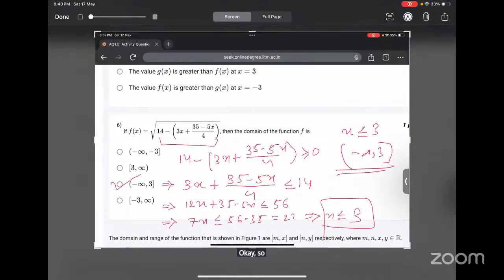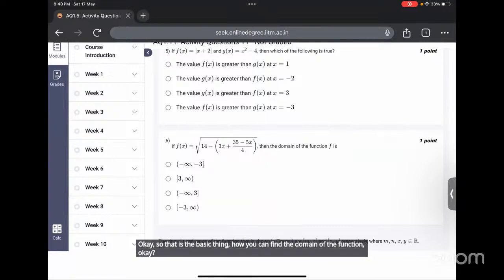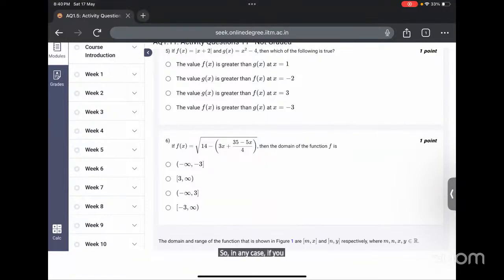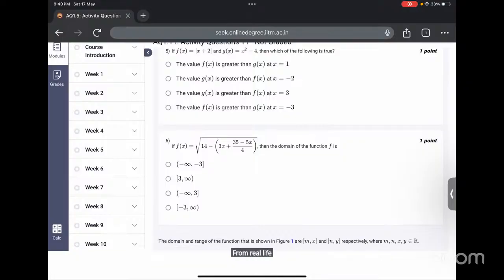So that is the basic thing, how you can find the domain of a function. In any case, if you have something like 1 over some polynomial, you have to check the roots of the polynomial and exclude them from the real line. Otherwise, if you have the square root of something, you have to start with the condition that it is greater than or equal to 0.